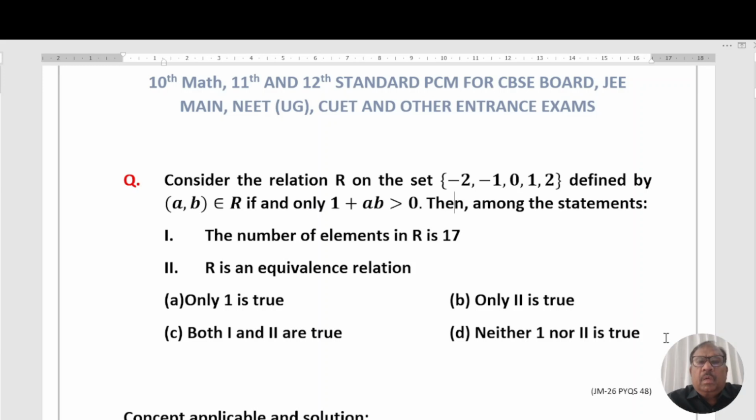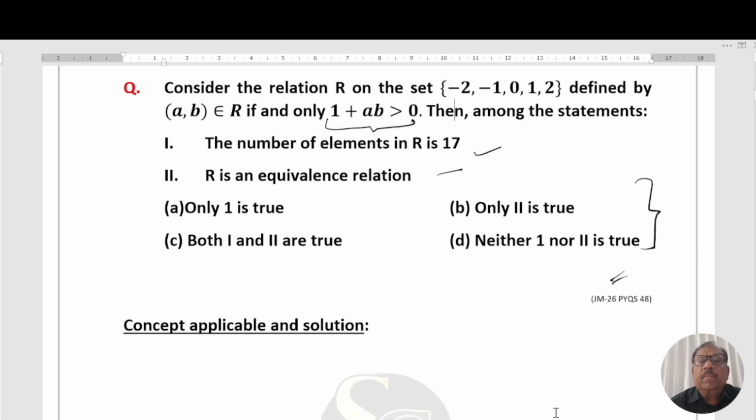Question is, consider the relation R on the set {-2, -1, 0, 1, 2} defined by (a, b) belongs to R if and only if 1 plus ab is greater than 0. Among the statements, the number of relations in R is 17, and R is an equivalence relation. You have to choose the correct option. Question is taken from JEE Main 2026. Concept of equivalence relation.